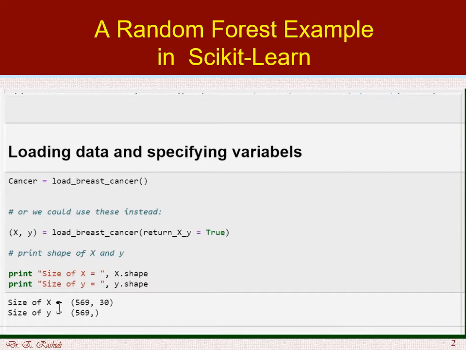So X is an independent variable. It has 30 columns or 30 features, and we have 569 samples of data. And y is the target variable, so it's just one value here. It's actually a classification.